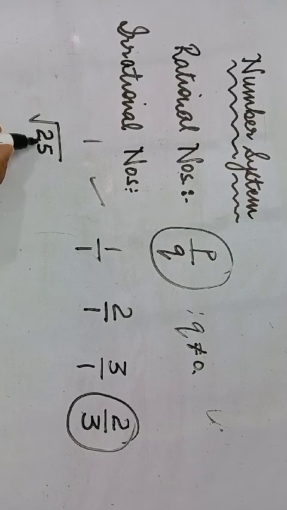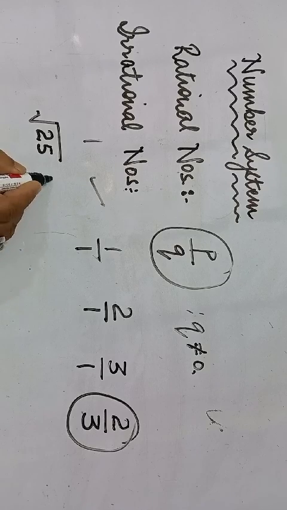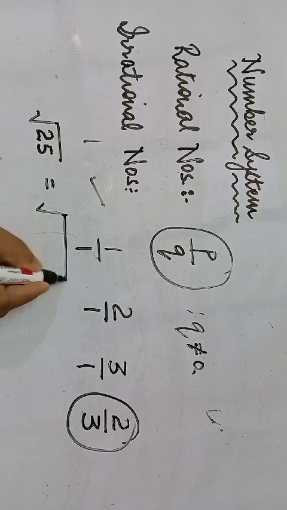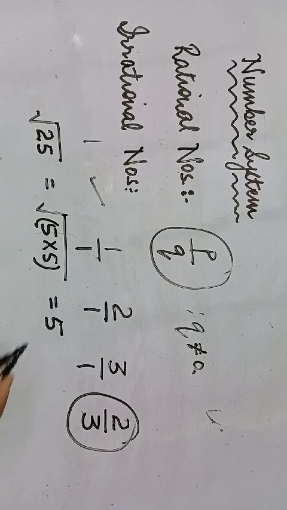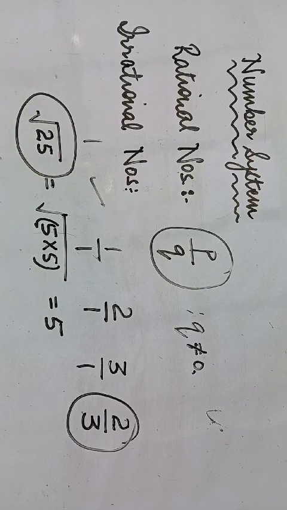So let's say we have a number root 25. This is naturally square root of 25, because whenever we don't write a number 2 here, it automatically means it's a 2. So square root of 25. Now, is this a rational number? We all know that root 25 can be written as root of 5 into 5. So we pair 5 and 5, and one 5 comes out of it. So root 25, which was my original number, has now become 5.